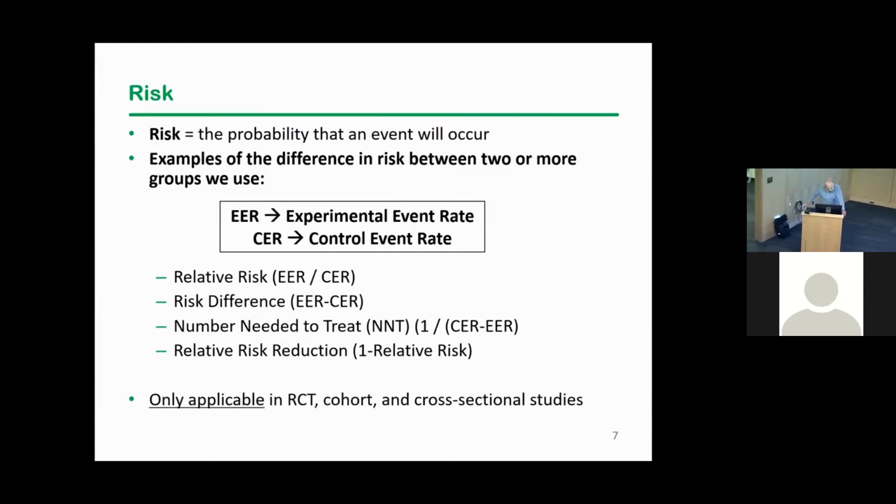I did want to do a quick caveat. I know Dr. Bai talked a little bit about study design yesterday, but I do want to show you that you can't use risk all the time. The reason for that is because risk assumes that you have some population that you're studying, and that the sample that you're studying is representative of the population. I'll say more about what that means shortly. But in general, you can only calculate risk in randomized controlled trials, cohort studies, and cross-sectional studies.